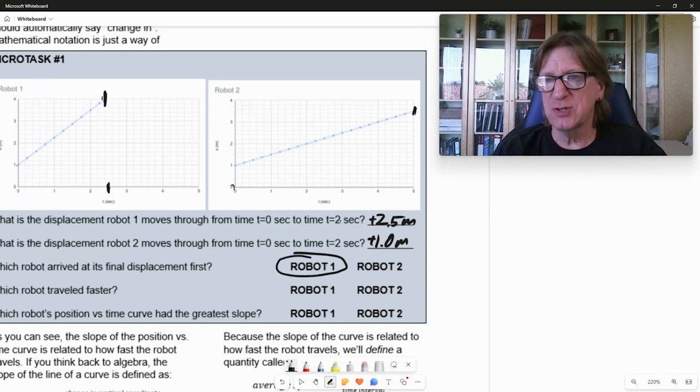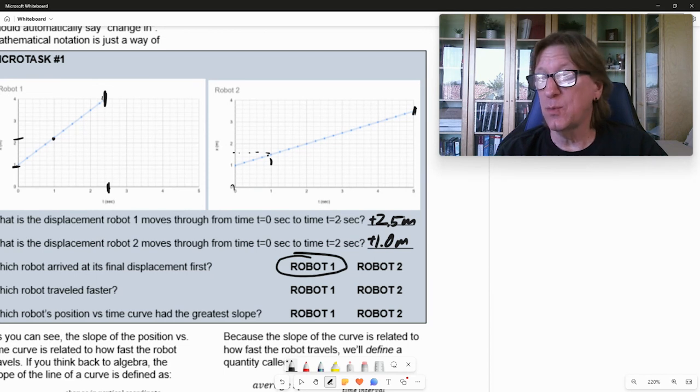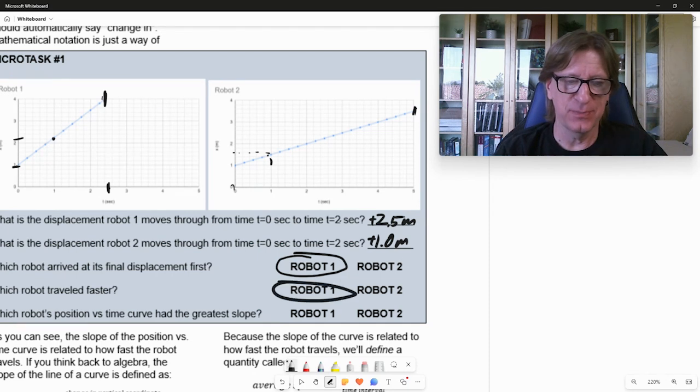So now we want to know which robot traveled faster. That's a different interpretation. So here we can take any point, let's just do from 0 to 1, right? So in 1 second, it traveled from here to about here. So it traveled, call it 1.2 meters, roughly. Okay, in that same amount of time, if we go here, Robot 2 only made it about from 1 to 1.5 meters. So it only moved 0.5 meters in 1 second, whereas here we went a little over 2 meters in 1 second. So which robot is traveling faster? Robot 1 is traveling faster, okay?